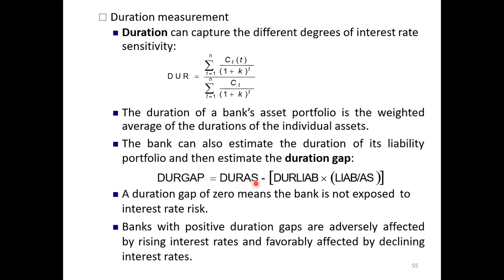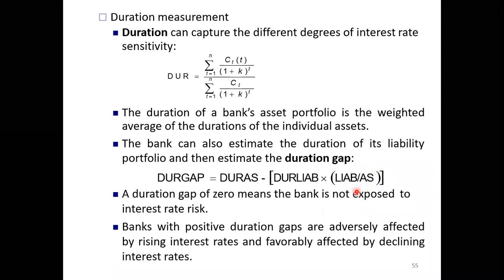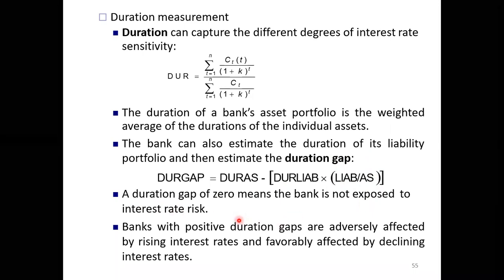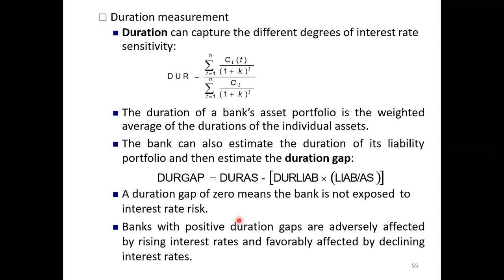A means assets, minus, in the bracket we put duration of liability times liability over total assets. The ratio between liabilities and total assets. So this duration of liability will be weighted by their assets. Here a duration gap of 0 means that the bank is not exposed to interest rate risk.